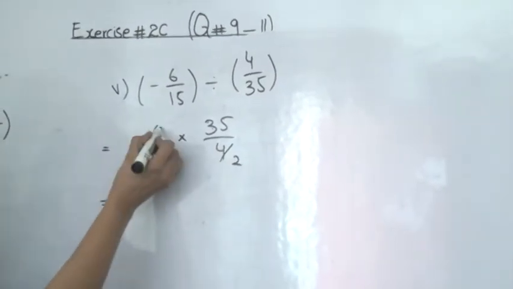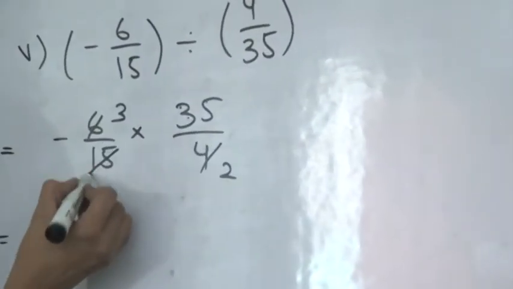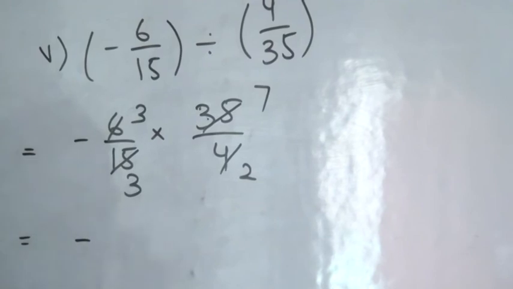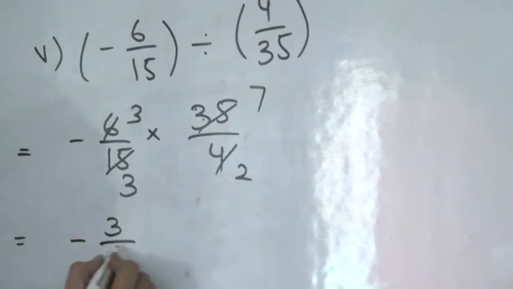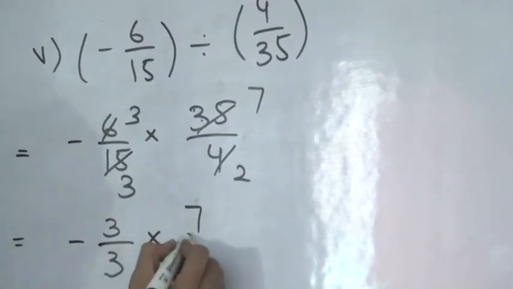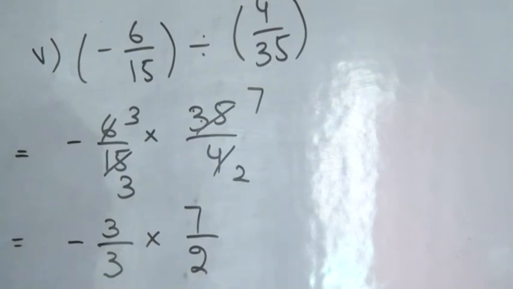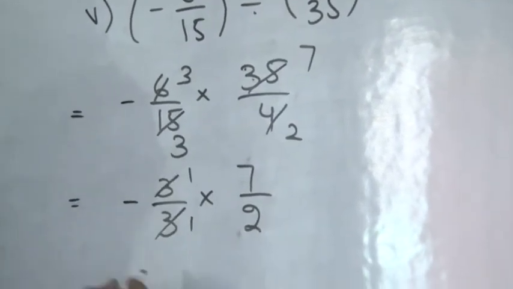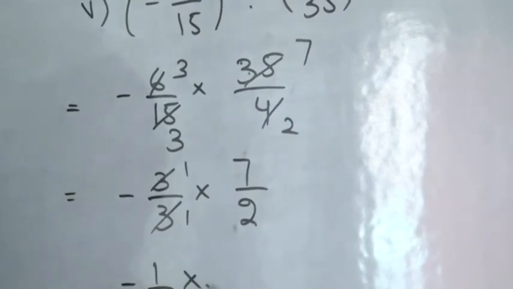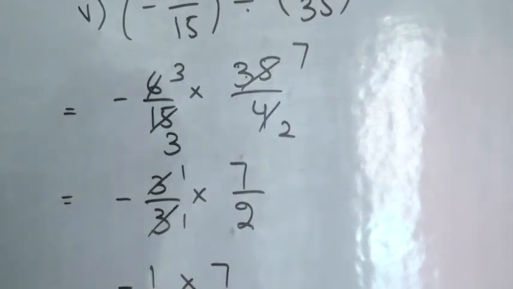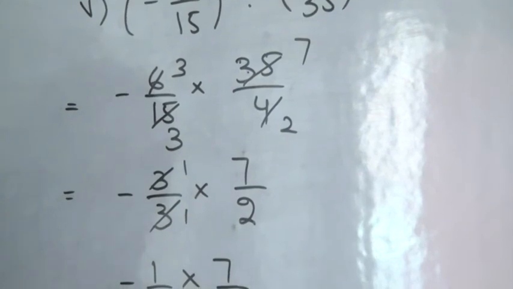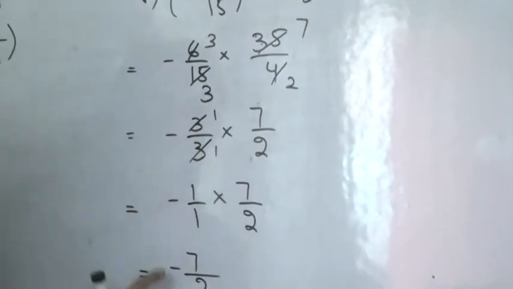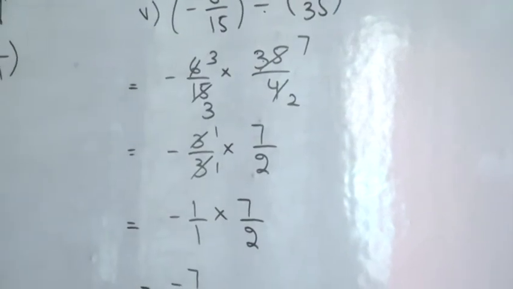2 twos are 4, 2 threes are 6, 5 threes are 15 and 5 sevens are 35. Minus 3 by 3 multiplied by 7 by 2. 3 ones are 3, 3 ones are 3, it will be cancelled. Minus 1 by 1 multiplied by 7 by 2. It will give 7 ones are 7, minus 1 twos are 2, minus 7 by 2.